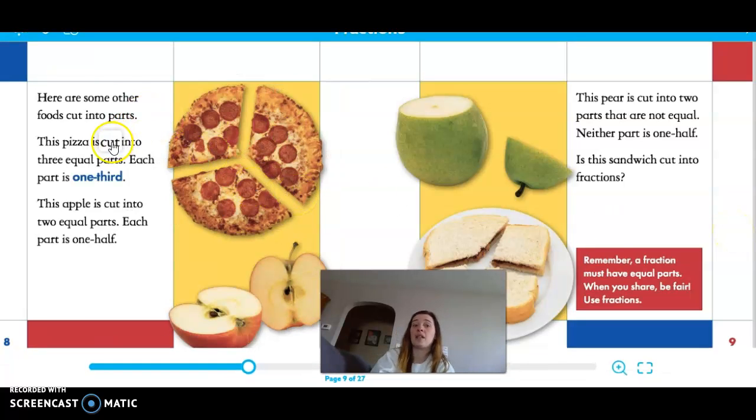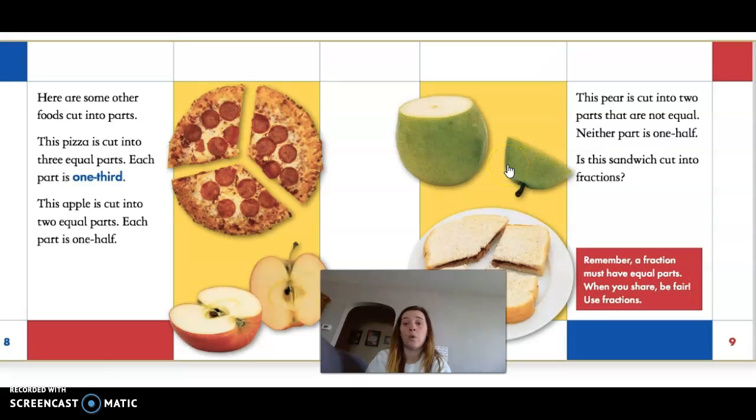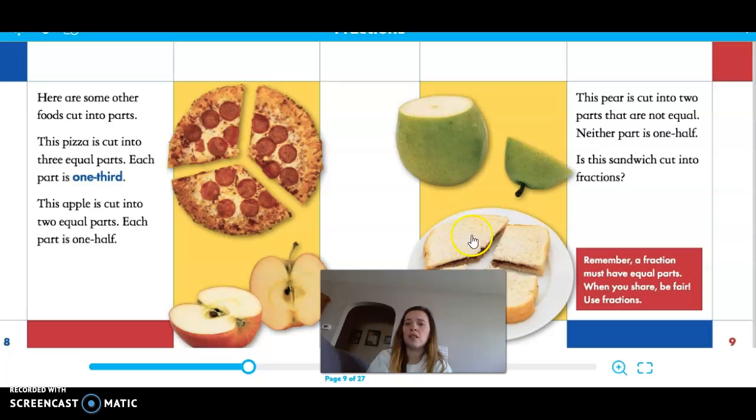Here are some other foods cut into parts. This pizza is cut into 3 equal parts. Each part is 1/3. This apple is cut into 2 equal parts. Each part is 1/2. This pear is cut into 2 parts that are not equal. Neither part is 1/2. Is this sandwich cut into fractions? Remember, a fraction must have equal parts. When you share, be fair. Use fractions.